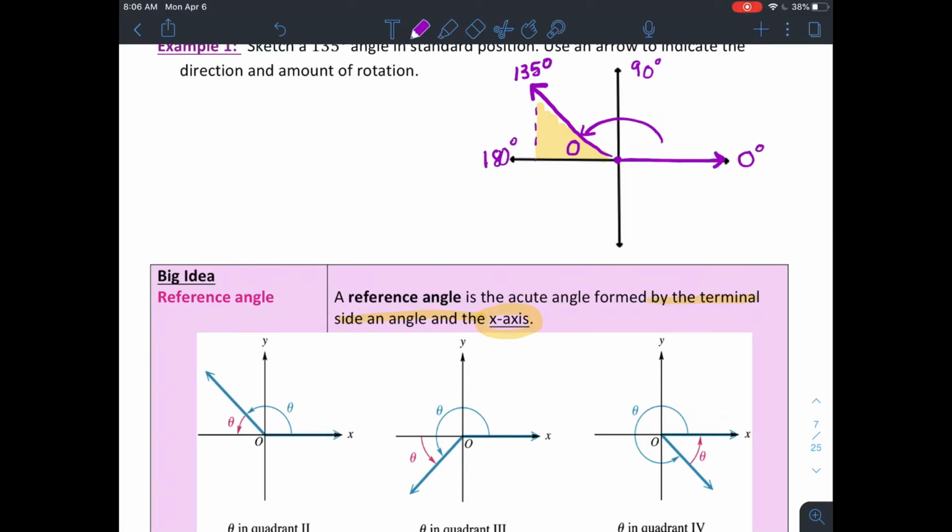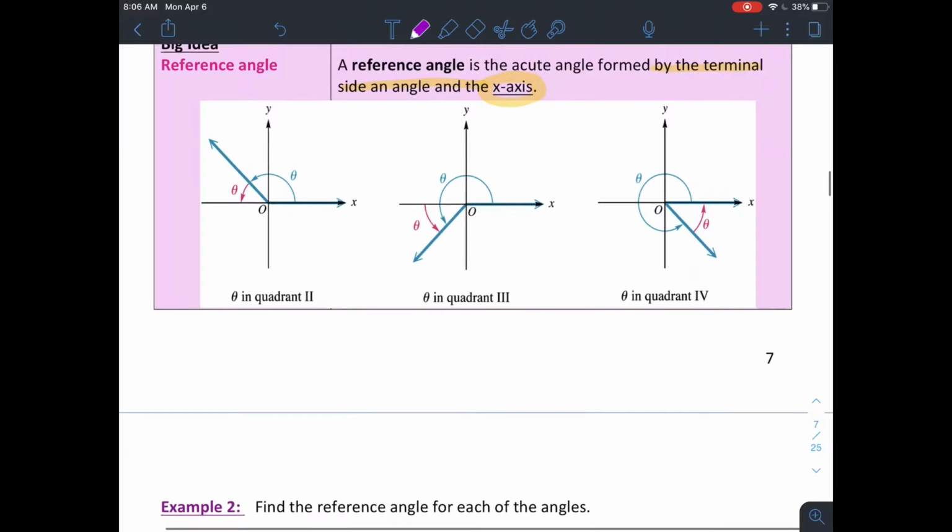So between my terminal side and my x-axis, that little theta in the right-hand corner if I draw a triangle there. That measure is how far it is between 135 and 180 degrees. So it's a 45-degree reference angle. They use theta with the little prime apostrophe to represent your reference angle.